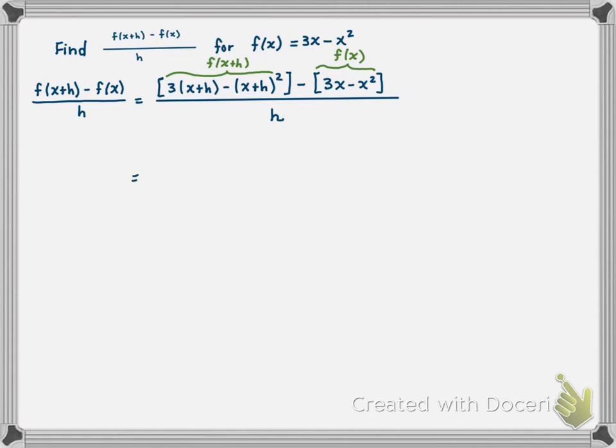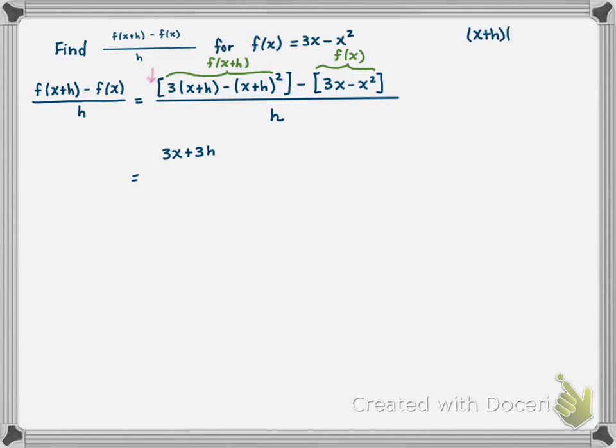Again, there's nothing in front of this set of brackets that tells me I have to keep that set of brackets, right? There's nothing to distribute there. So we really only have to worry about distributing inside. So we have 3x plus 3h. And then remember, x plus h squared is x plus h times x plus h. We can come over here and do it real quick.